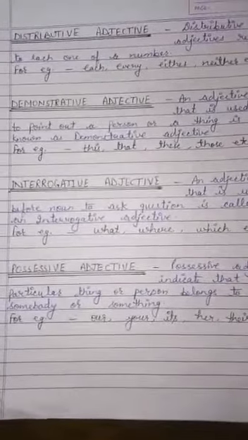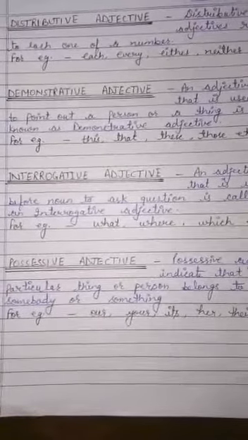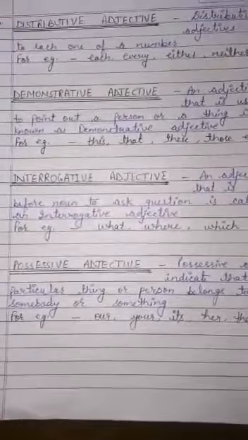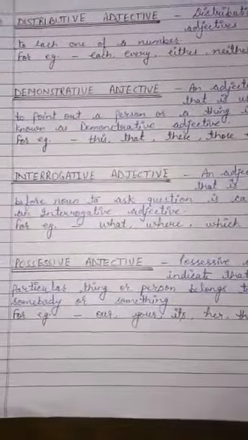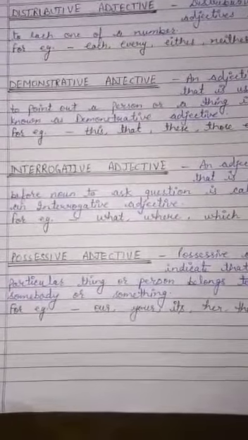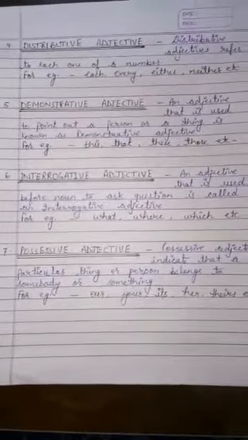Children, in the previous video we have discussed adjective of quality, adjective of quantity and adjective of number. I hope you remember it. Now I am continuing with the remaining parts of the adjective. Next part of adjective is distributive adjective.